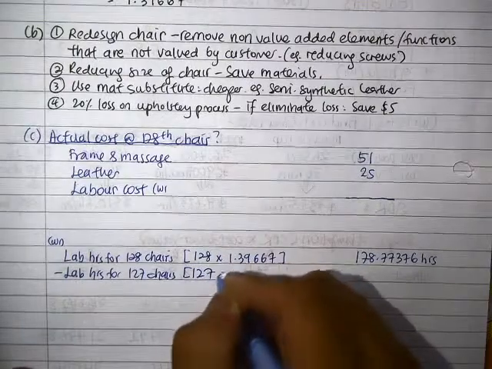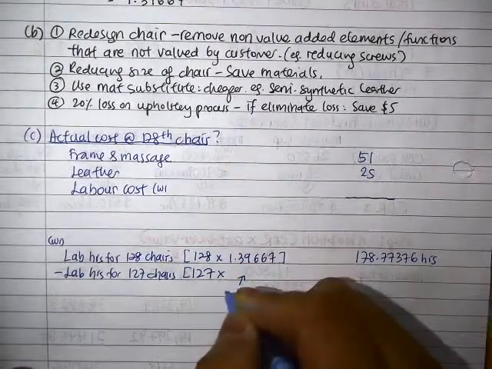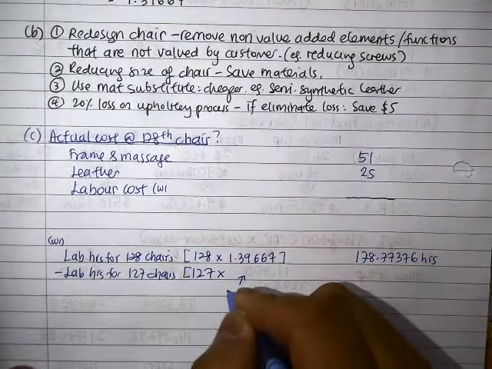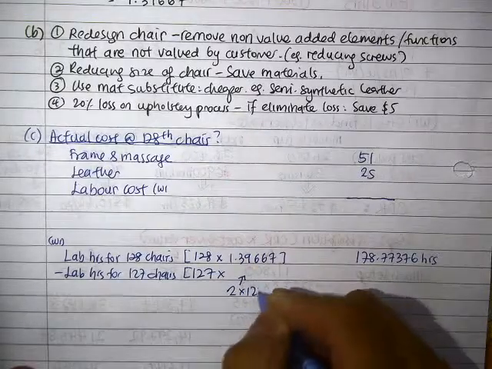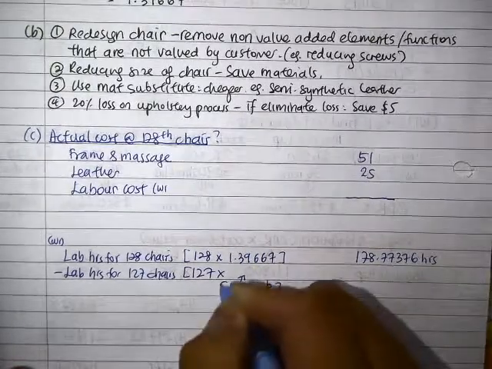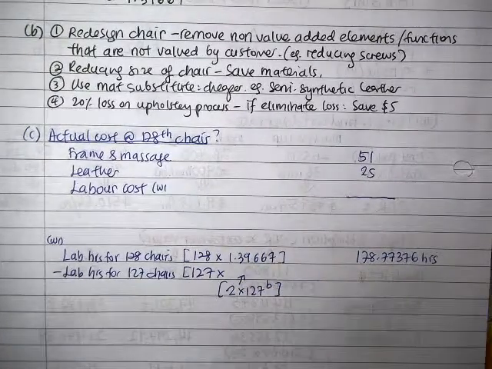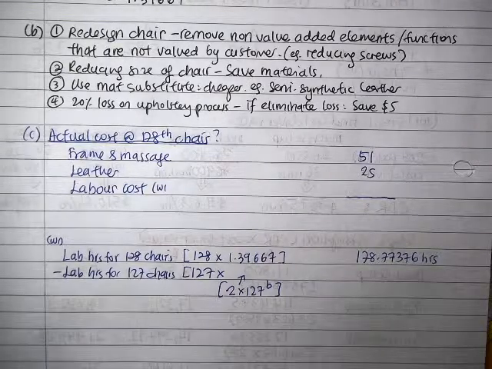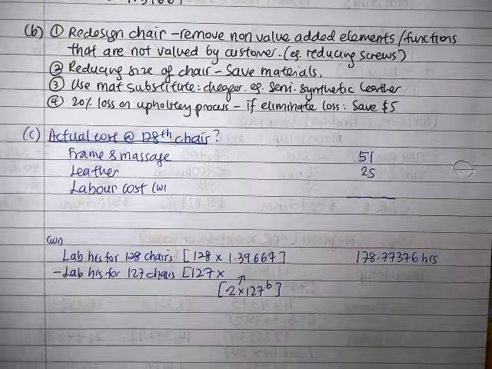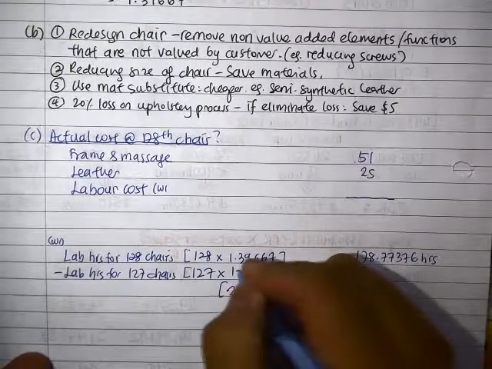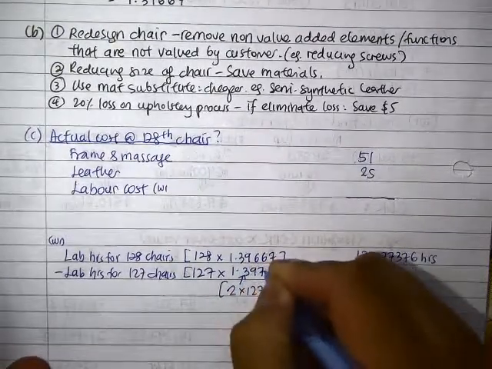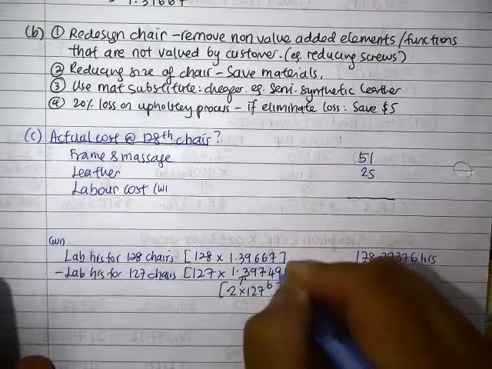Okay, 127. This one you're going to work out again. That means you're going to change this to 2 times 127 power of B. Okay? So 2 times 127 power of negative 0.074000581. Now I think we get 1.39749.